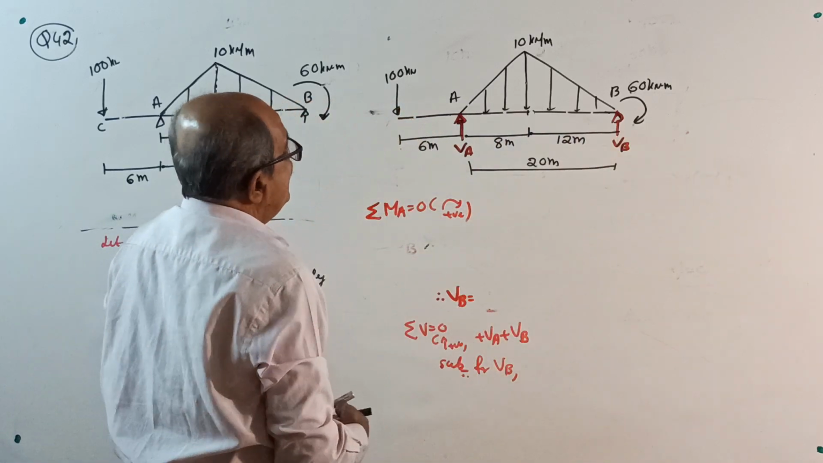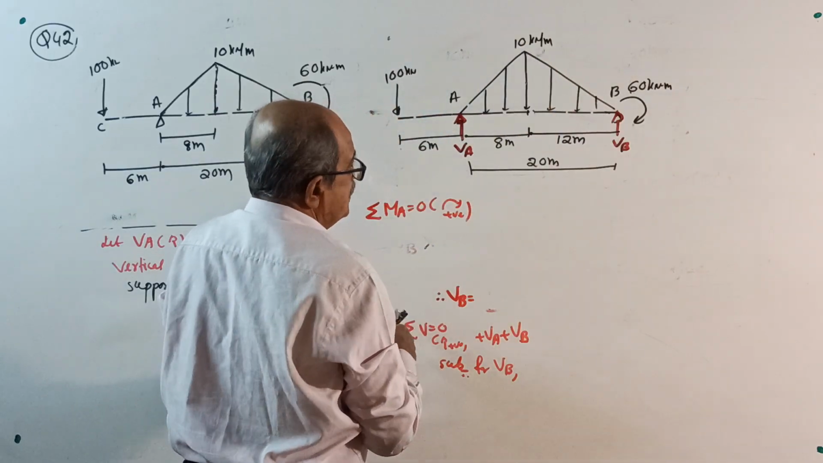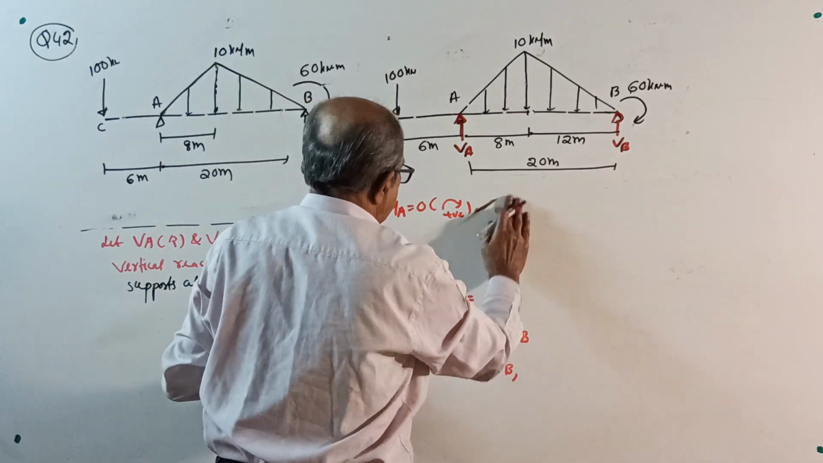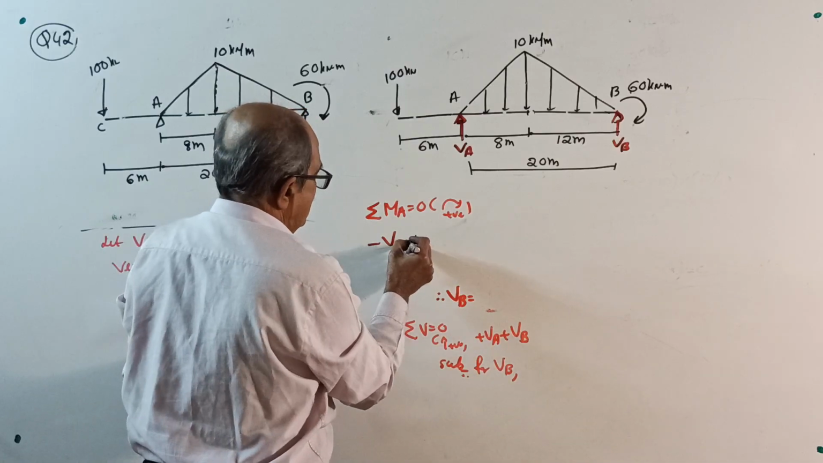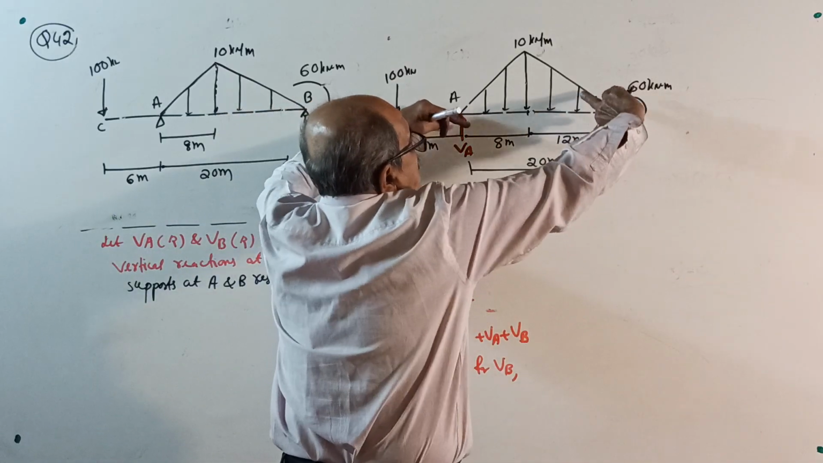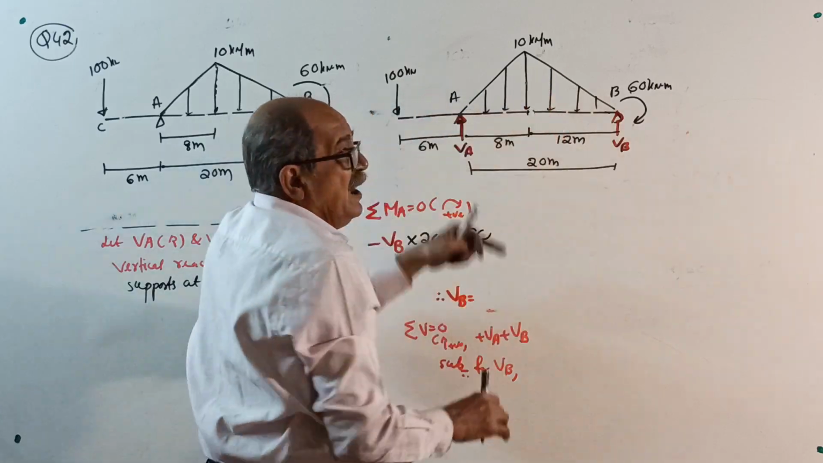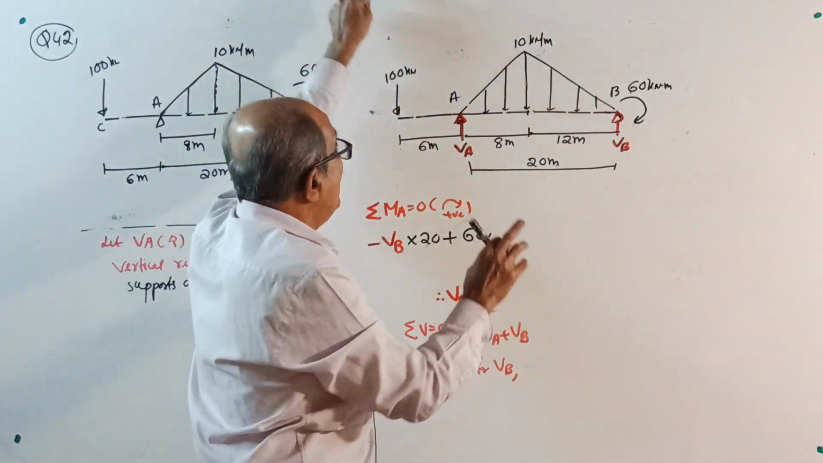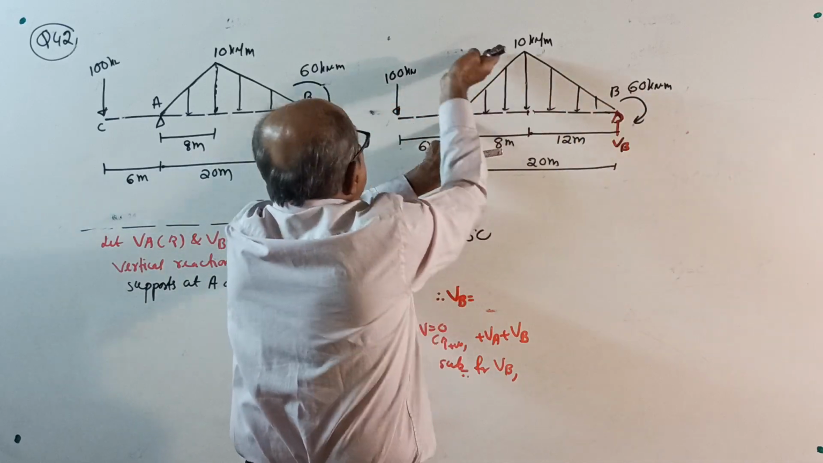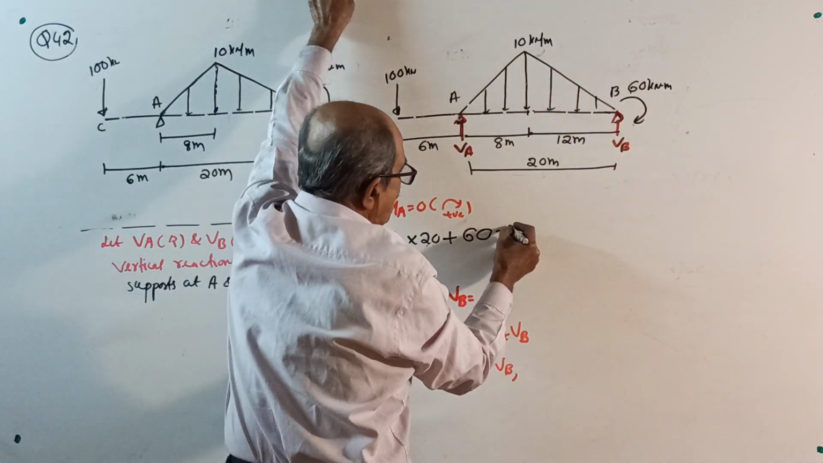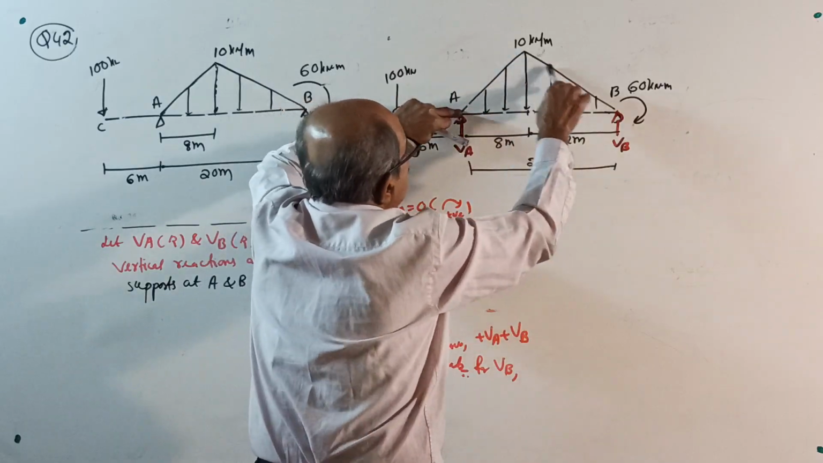Start. Take moment about A. Minus VB into 20, usual statement. Then plus 60. This UVL I will do last. There's a reason for it because I have got two options. So minus VB into 20 plus 60, minus 100 into 6, because this will not change. Now moment of UVL.